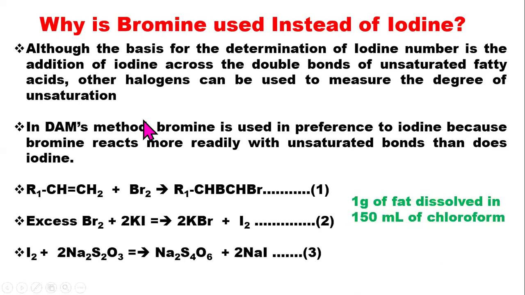So the fat in chloroform is 1 gram of the fat dissolved in 150 mils of chloroform. This is important. This is the concentration of the fat solution that you are going to use for the titration, so for subsequent calculations, you should refer back to this 1 gram in 150 mils chloroform.